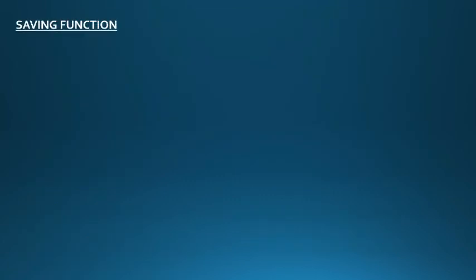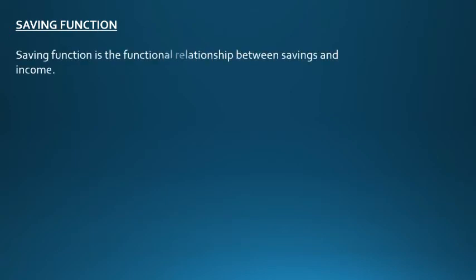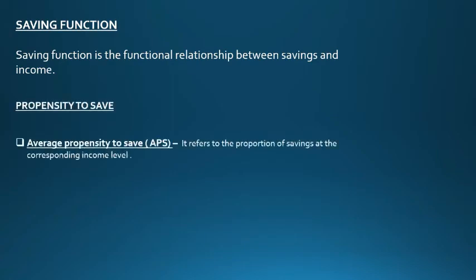Now, what is saving function? Like consumption function, saving function is also a functional relationship between savings and income. So, propensity to save, again it is of two types. Average propensity to save, which talks about the proportion of savings at a corresponding income level. It can be found out by calculating S by Y, that means dividing the savings with the corresponding income level.